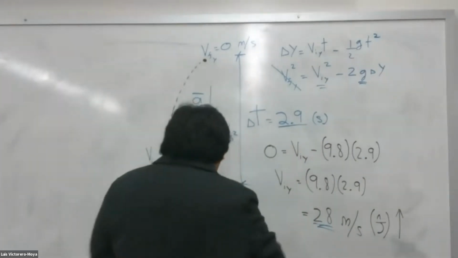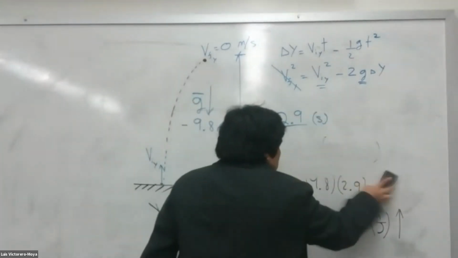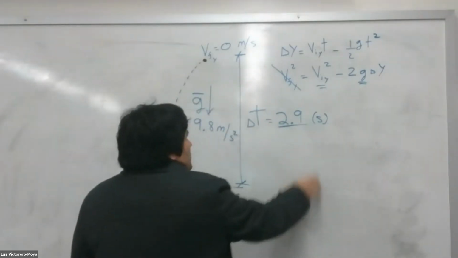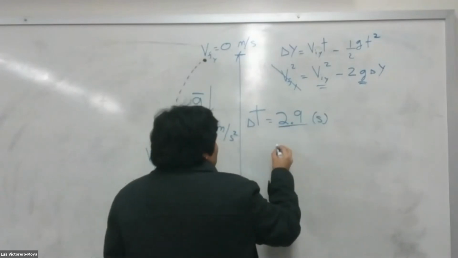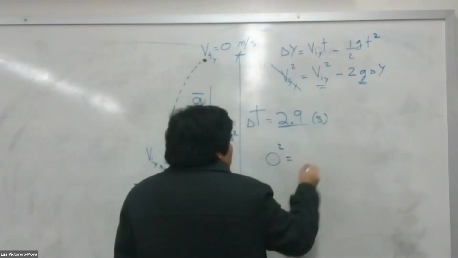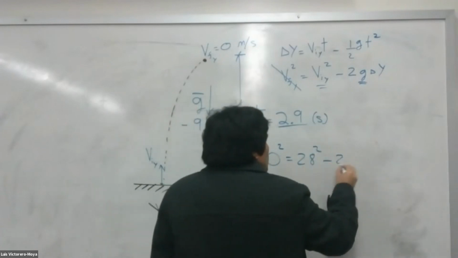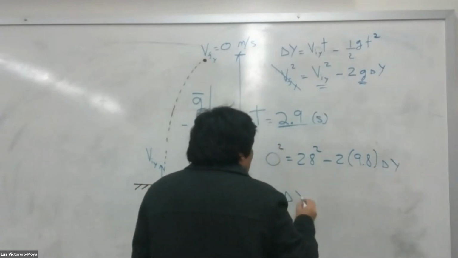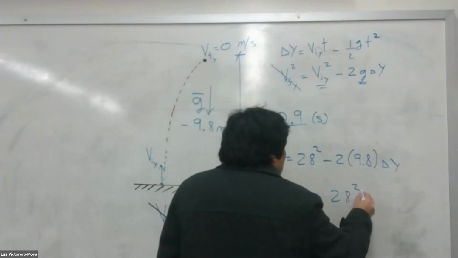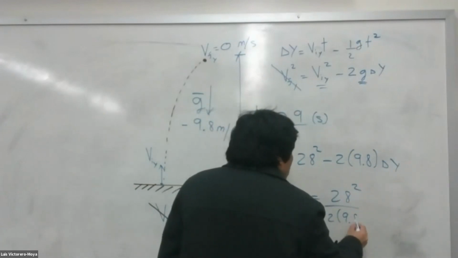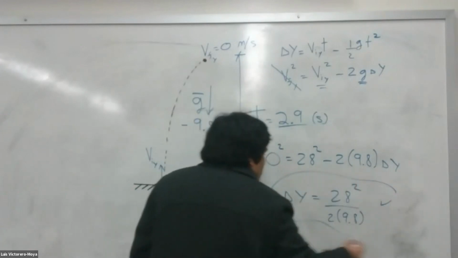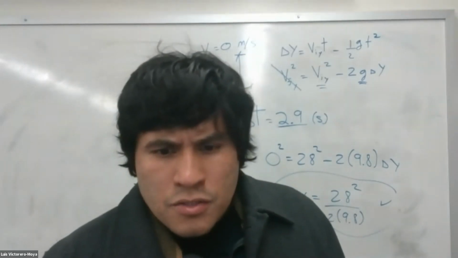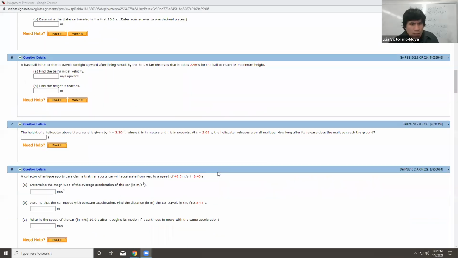Right? So if I was to solve the equation for the maximum height, let's say I use this one, it was 28, right? So 0 squared equals 28 squared minus 2 times, it's minus because gravity is going down, times delta y. Now delta y equals 28 squared over 2 times 9.8. So, and it will be meters. That's the answer. Nothing difficult for that problem. So it was good to review falling objects.